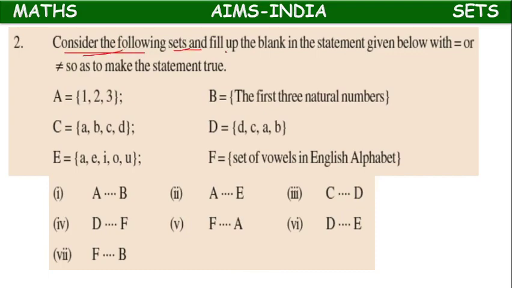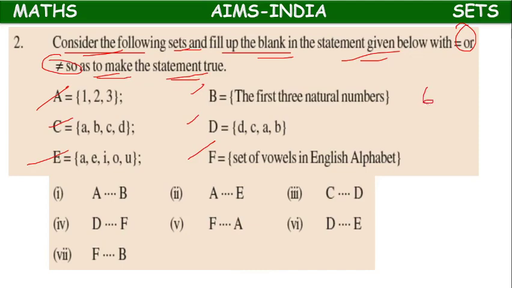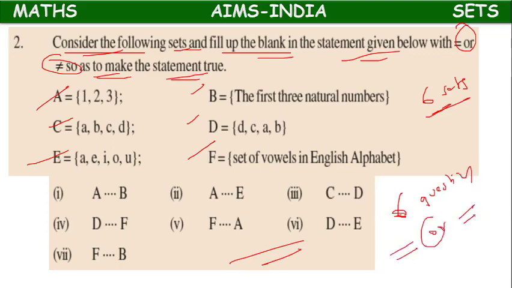Consider the following sets and fill up the blank in the statement given below with equal to or not equal to, so as to make the statement true. So A, B, C, D, E, F. 6 sets they have given in the question. After that, 6 questions they have framed. These are to be filled up with the symbols equal to or not equal to, so that the statement will be true.